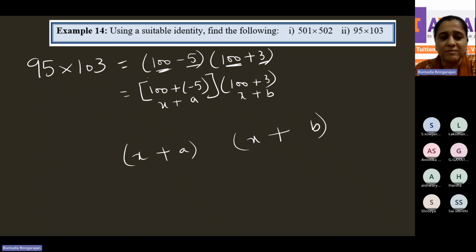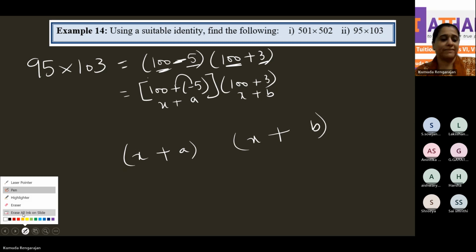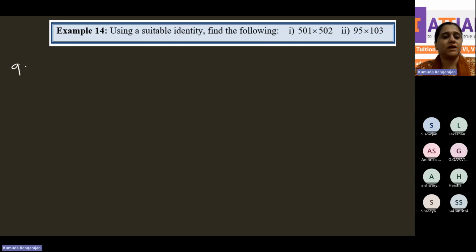So you write 100 minus 5 as 100 plus of minus 5, because plus into minus is minus. So now x is 100, a is minus 5, and b is 3. All right. Tell me, 95 into 103 is equal to 100 minus 5 into 100 plus 3.